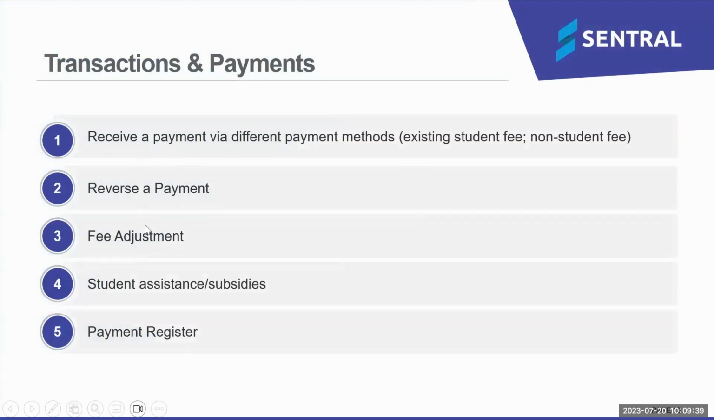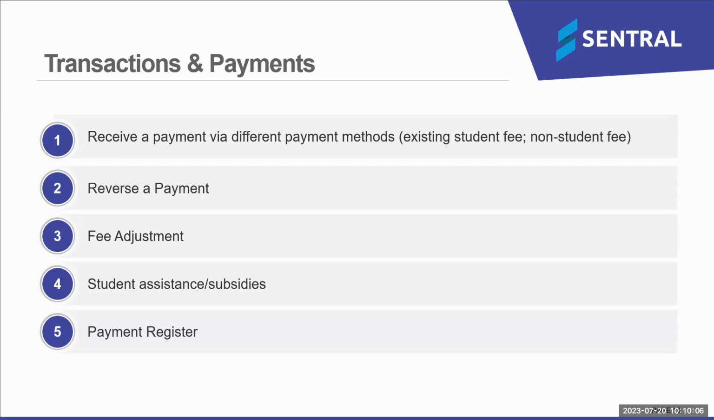This is the sequence; we are going to look at all these 5 points for today. So the first one, we're going to receive a payment via different payment methods. And there are actually 2 types of payment we're going to look at. An existing student fee, that perhaps you remember my colleague created numerous fees last session, but also a non-student fee. So a fee that perhaps does not exist.